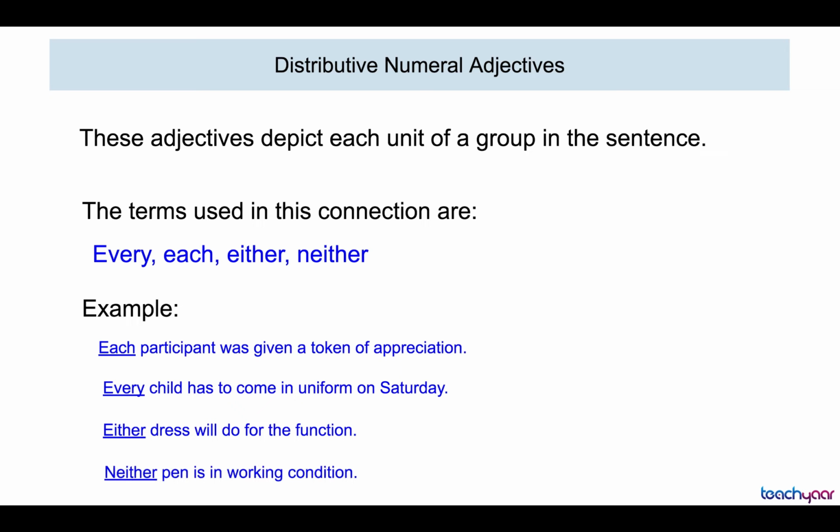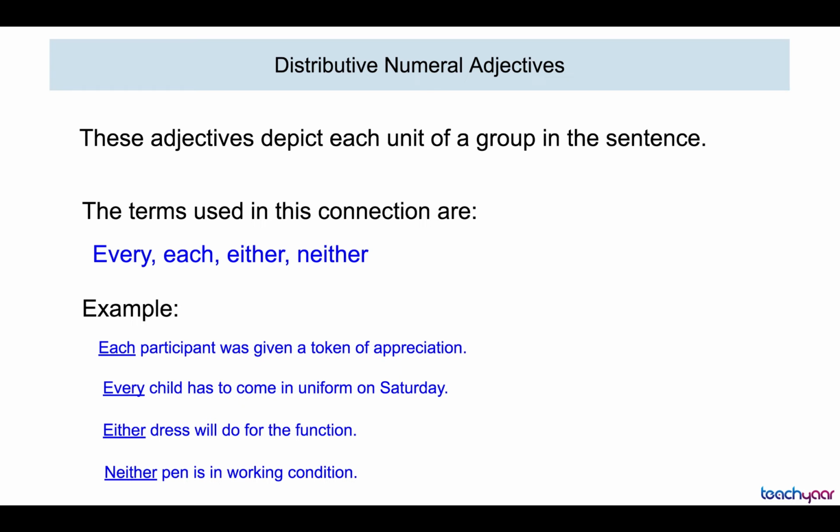Neither pen is in working condition. Now in this case, what is the meaning of neither? Not this, not that. So you have 2 pens, and you are saying neither this nor that is in working condition. So again, pen, you have to use singular because we are talking about each one, and the verb has to be singular. That means neither pen is. That is also singular. And we are using the term neither to show the distributive numeral adjective. So this is the third kind of numeral adjectives.